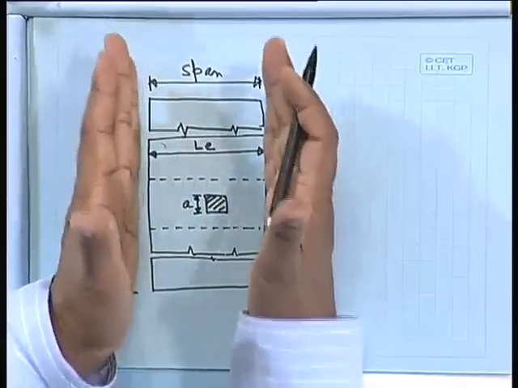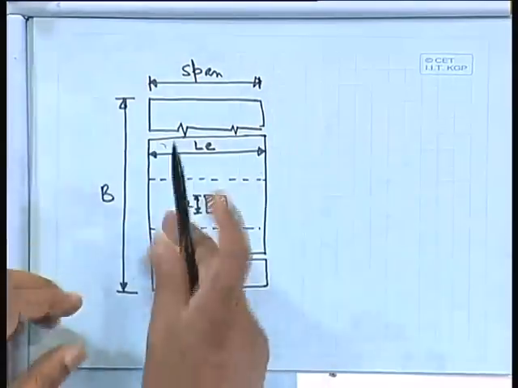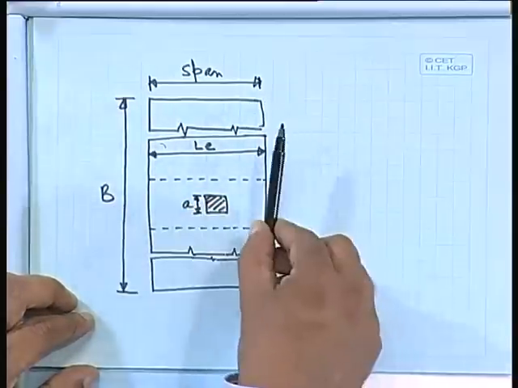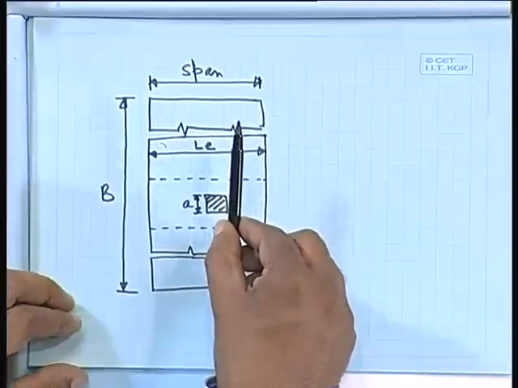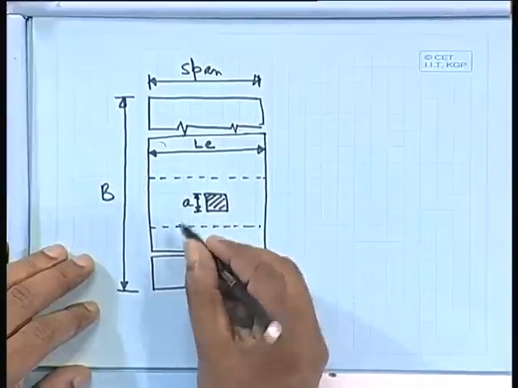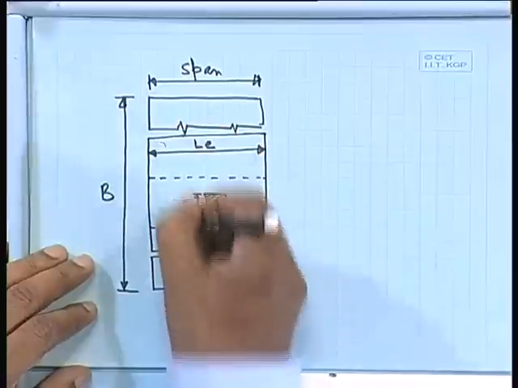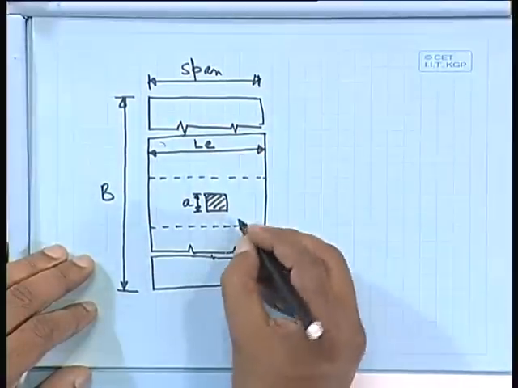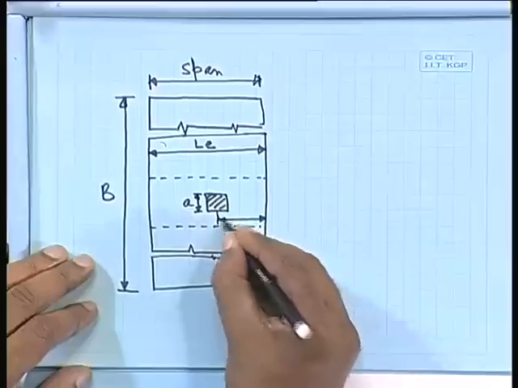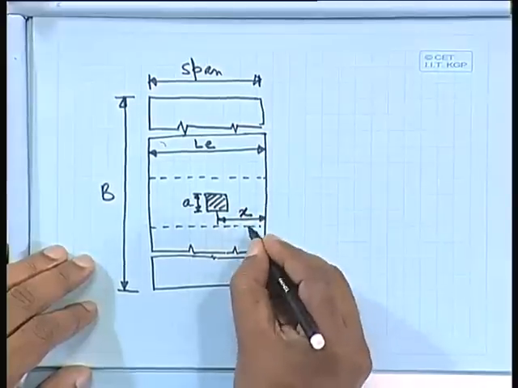So we can assume that there are two girders, one here and another here, and over there is a bridge deck, maybe 250 millimeter or 200 millimeter thick. Whereas the girder may be 1 meter or 1.5 meter, so that will be considered as a support. A is the one parallel to this girder, and from the nearest support this distance is x.